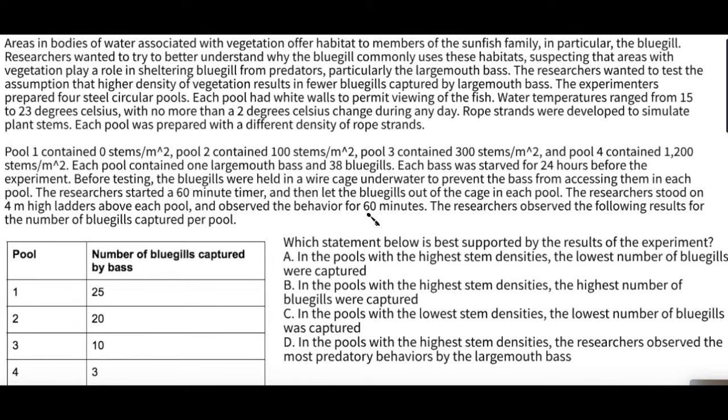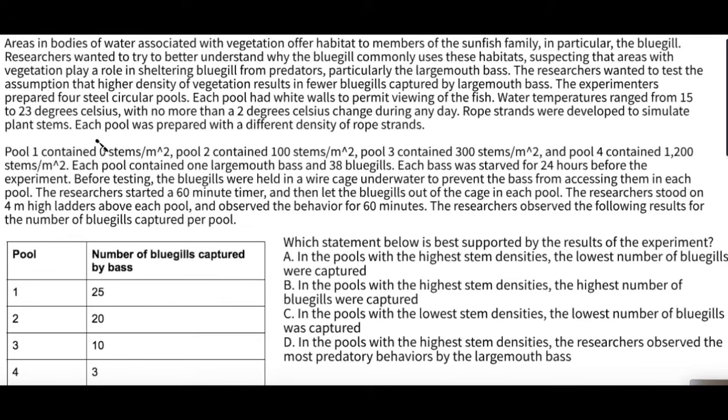A. In the pools with the highest stem densities, the lowest number of bluegills were captured. B. In the pools with the highest stem densities, the highest number of bluegills were captured. C. In the pools with the lowest stem densities, the lowest number of bluegills was captured. D. In the pools with the highest stem densities, the researchers observed the most predatory behavior by the largemouth bass. So now's your chance to pause the video, take all the time you need, and whenever you're ready, we'll go over the answer.